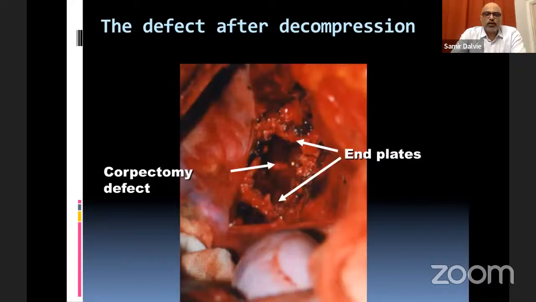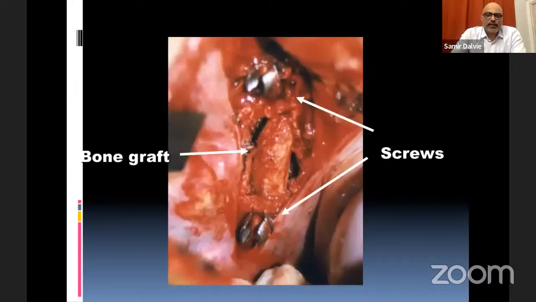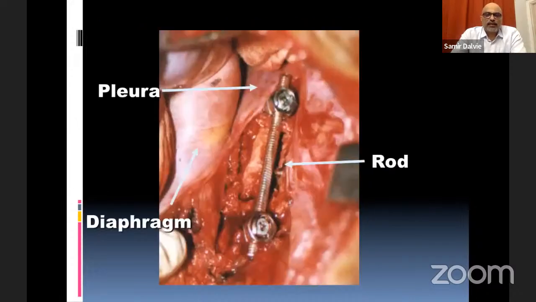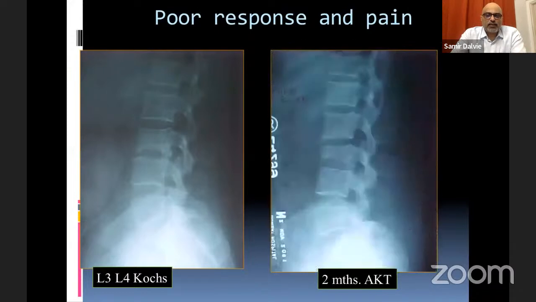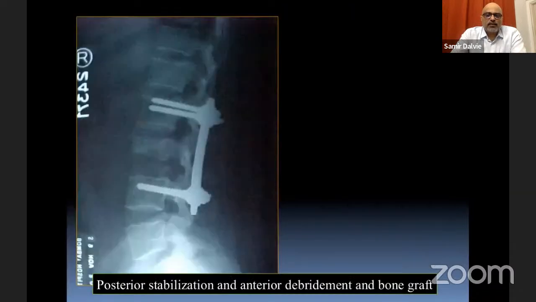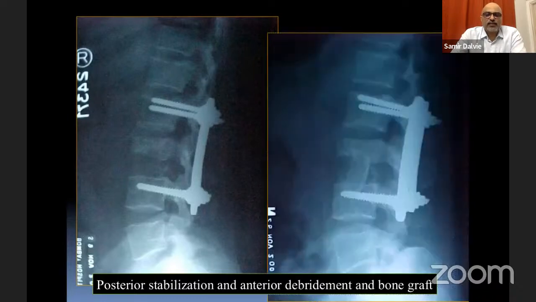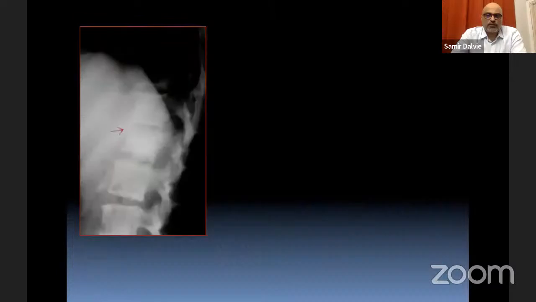So this is what it looks like from an anterior approach, that after decompression, there are end plates which are seen, in which you can put the bone graft as a strut bone graft. And then you can put in an implant if you want to. So if you look at this patient, L34 Cox, given AKT, but not getting better, further destruction, this patient was taken for a posterior fixation and then turned around, and an anterior debridement and bone graft was done for him.